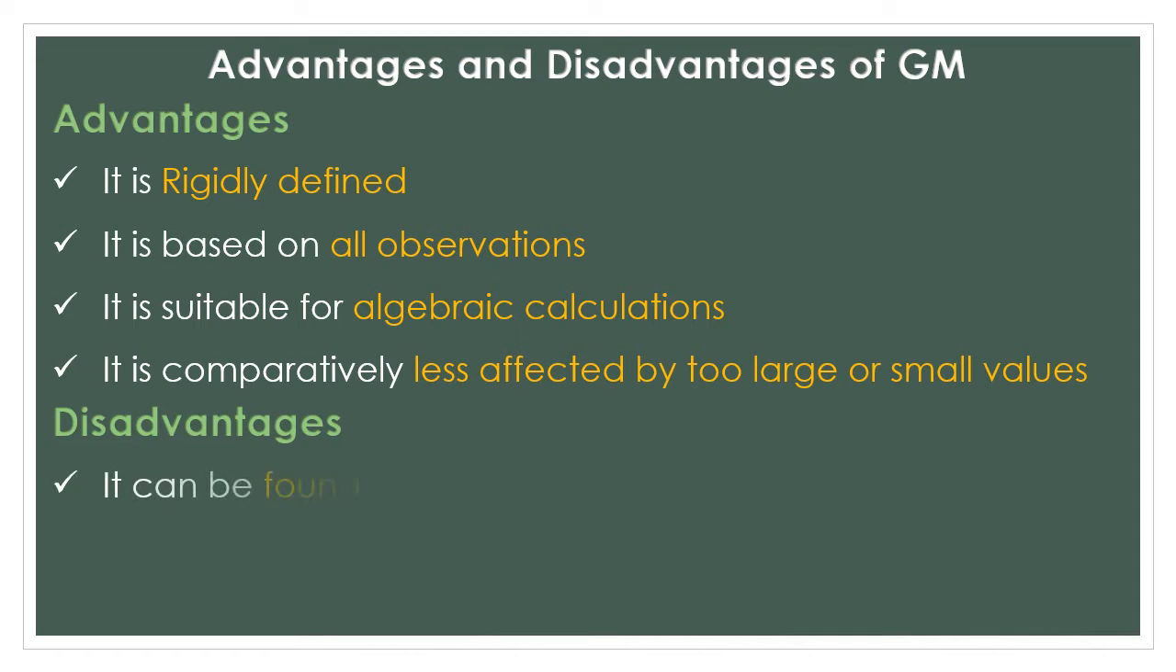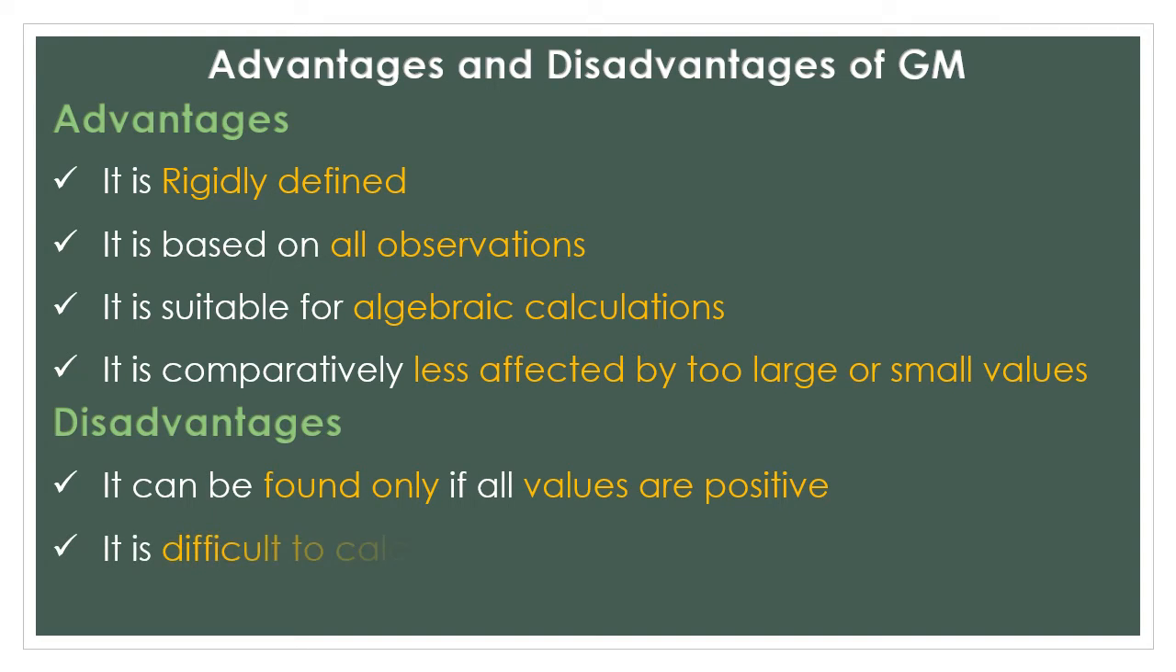The first disadvantage it has is that it can be found only if all values are positive. In the definition itself, it says n positive observations. That means if even a single observation is negative, we cannot calculate the geometric mean for the observations, as it includes the root method, and root is quite sensitive towards negative values. That's why we cannot calculate geometric mean if any value is negative.